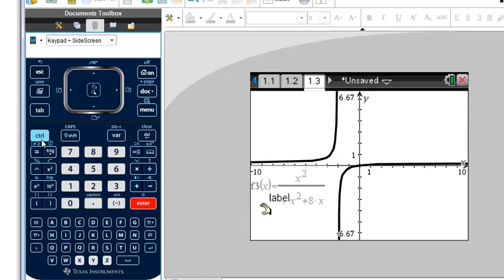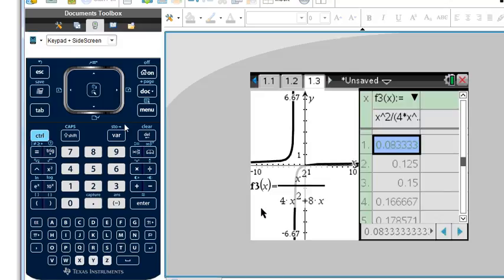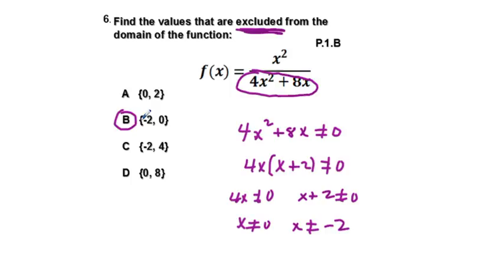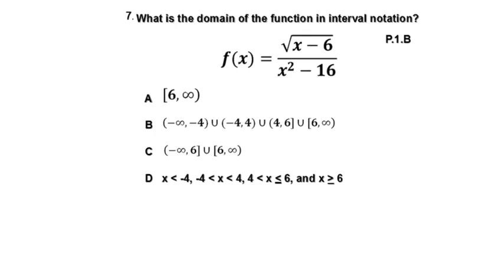If we go to our Control T, we see our second discontinuity at x equals 0. See that? Undefined, and at -2, of course. So, accordingly, our correct answer is B. Next problem, 7. What is the domain of the function in interval notation? And first of all, D is not correct because D is not an interval notation. So that elimination becomes easy.